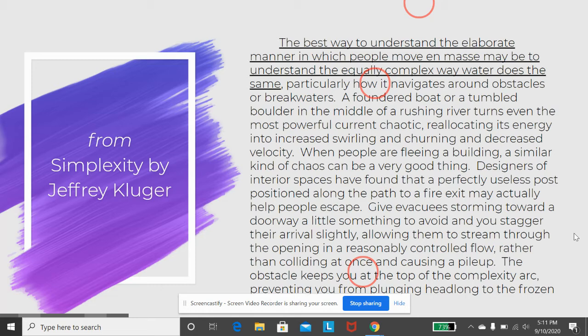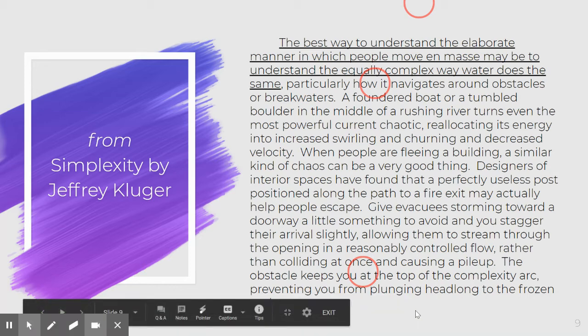When people are fleeing a building, a similar kind of chaos can be a very good thing. Designers of interior spaces have found that a perfectly useless post positioned along the path to a fire exit may actually help people escape. Give evacuees storming toward a doorway a little something to avoid, and you stagger their arrival slightly, allowing them to stream through the opening in a reasonably controlled flow, rather than colliding at once and causing a pileup. The obstacle keeps you at the top of the complexity arc, preventing you from plunging headlong to the frozen end.